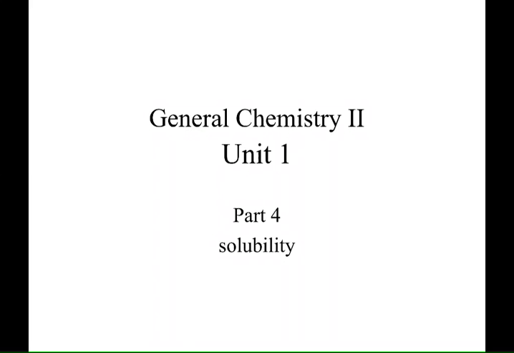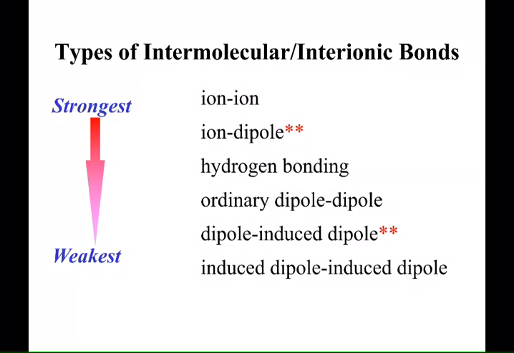So part 4, solubility. Solubility is actually talking about making a mixture, taking two things and seeing if they like to stick together. So here is our list of six things, 1 through 6, okay? And 1 is the strongest and 6 is the weakest type of intermolecular bond. The asterisks actually are where, for sure, you must have a mixture.